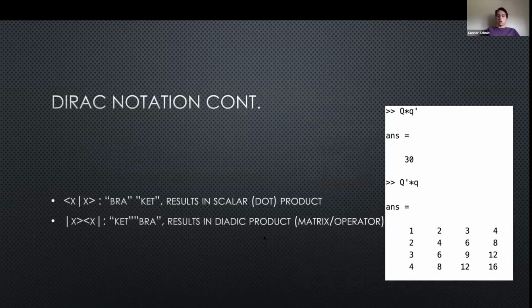So yeah, when they're multiplied, bra times ket, you're going to result in the scalar or dot product. So you're going to get the single answer for your multiplication. And then if you do multiply ket times bra, you're going to result in the dyadic product, which will result in that matrix that we saw in the previous slides.